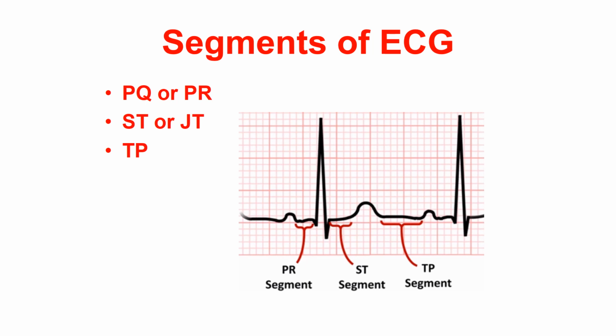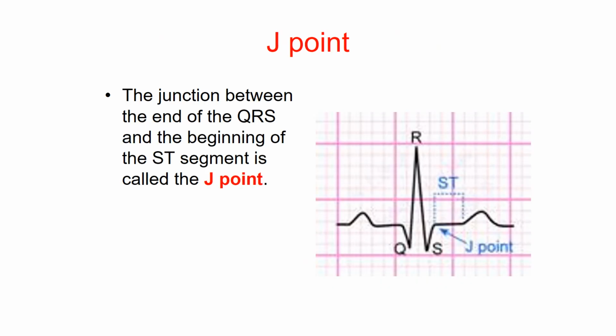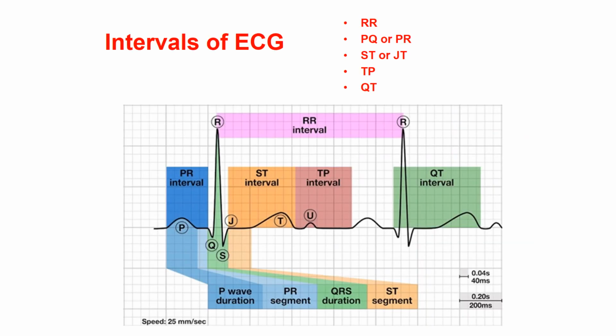Segments of ECG. PQ or PR. ST or JT. TP. The junction between the end of the QRS and the beginning of the ST segment is called the J point. Intervals of ECG. RR. PQ or PR. ST or JT.